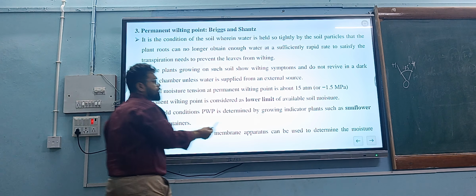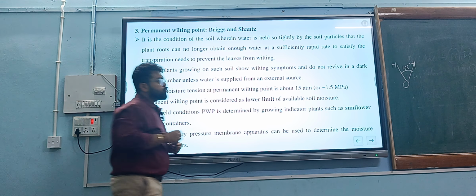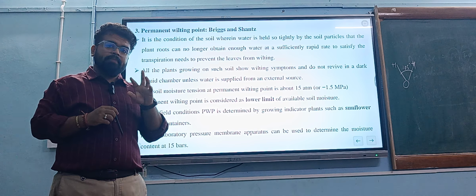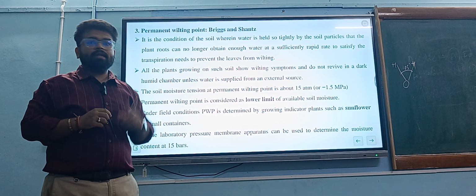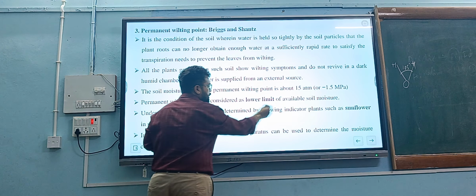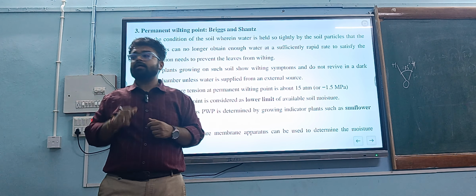And the moisture is held at what tension? It is held at 15 atm or 15 bar, or it is 1.5 megapascal. Just remember, 1 bar is equal to 0.1 megapascal. So the permanent wilting point is considered as a lower limit, as discussed. And how do we find the permanent wilting condition of the soil?